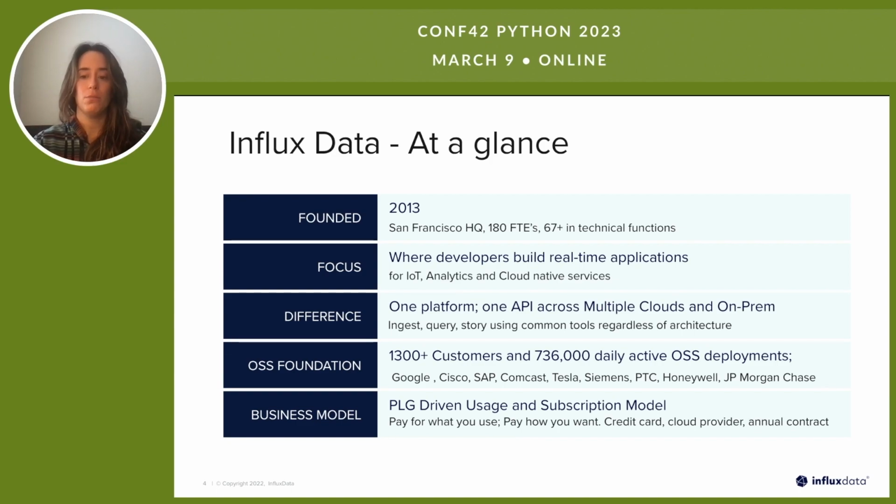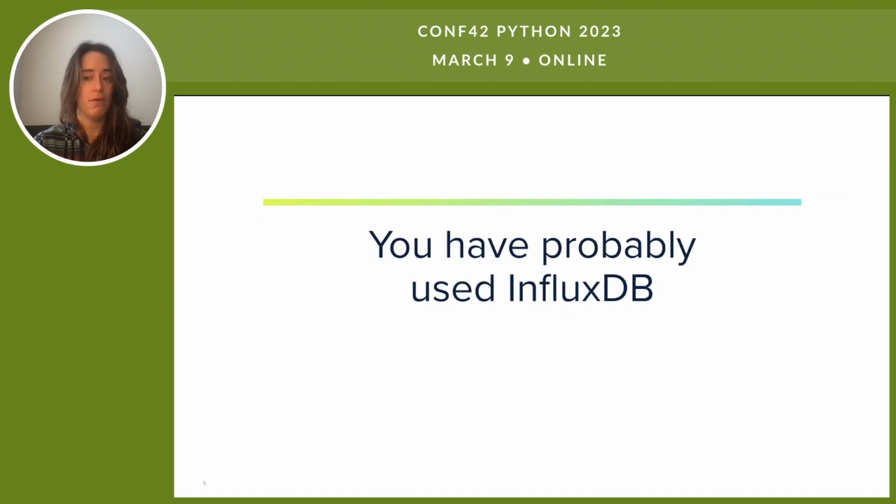InfluxDB is where developers can build and scale applications with time as the foundational component. And InfluxDB is one platform with one API across products and environments. The platform is widely adopted by open source developers and paying customers alike, with over 550,000 unique deployments and over 1,300 customers. Some of those customers include Google, Cisco, SAP, Tesla, Disney, a bunch of people. So even if you haven't heard of us before, chances are you've probably used products that actually use InfluxDB.